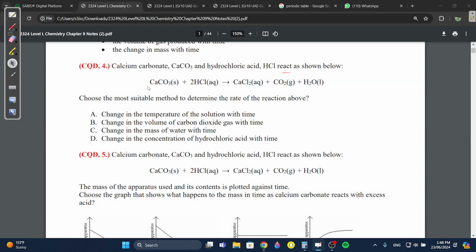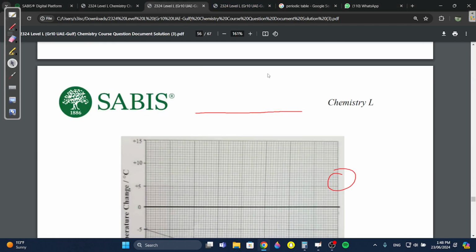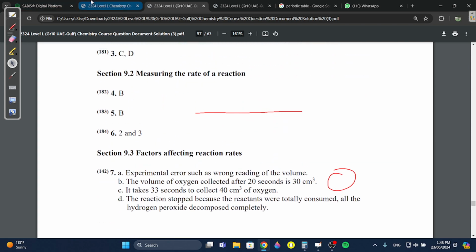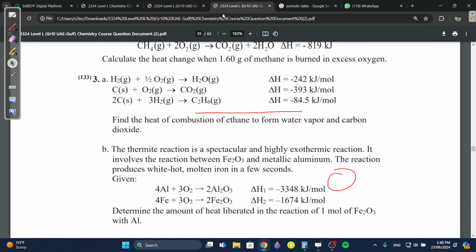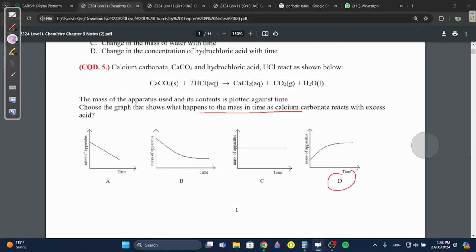Then question 5. Calcium carbonate and hydrochloric acid react as shown below. The mass of the apparatus used and its contents is plotted against time. Choose the graph that shows what happens to the mass in time as calcium carbonate reacts with the excess acid. Surely, I mean, it should be this one, unless I'm wrong. Where am I now? CQD5, right? Okay, where is CQD5? Okay, hold up. Oh, hold up. It's gonna be B. Yeah, because, okay.